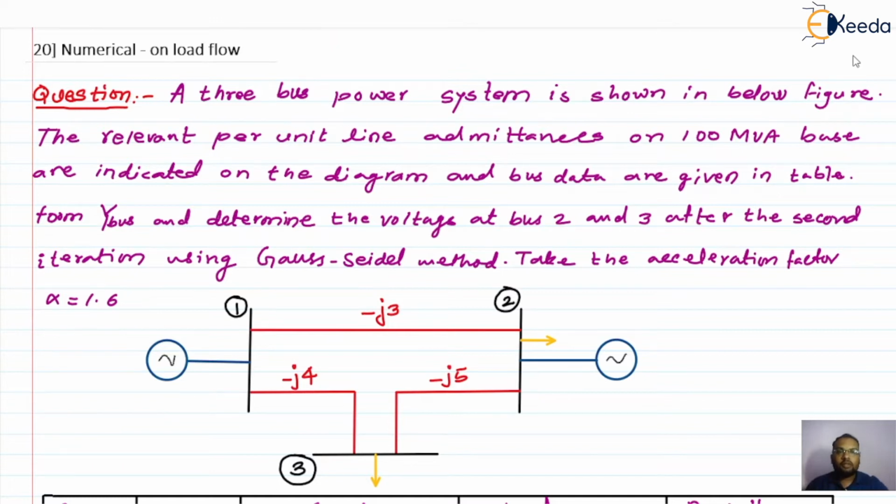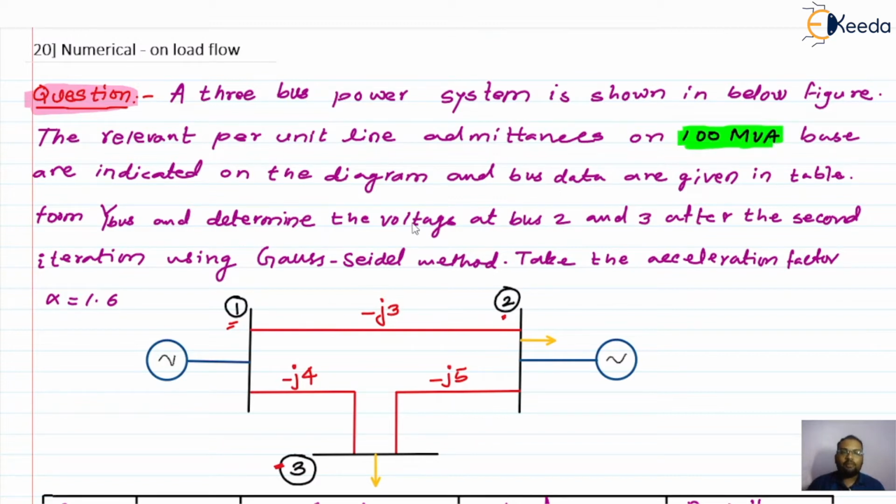So let us first read the question. The question says, a 3-bus power system is shown in the below figure. The 3-bus power system is shown here. You can see that in this figure. This is bus 1, this is bus 2, and this is bus 3. The relevant per unit admittances on 100 MVA base are indicated on the diagram. You can see here, one important thing is mentioned, the base MVA.